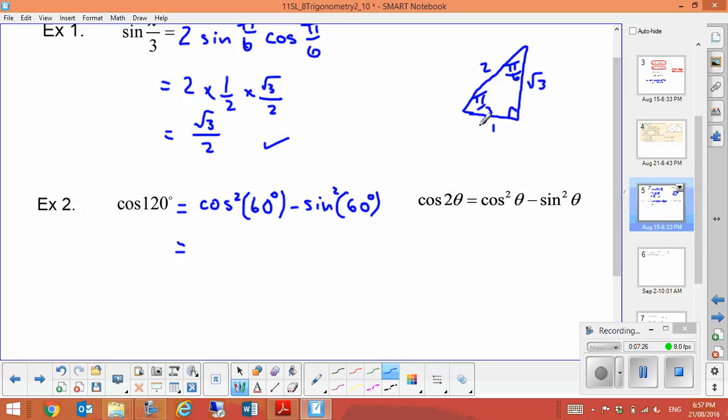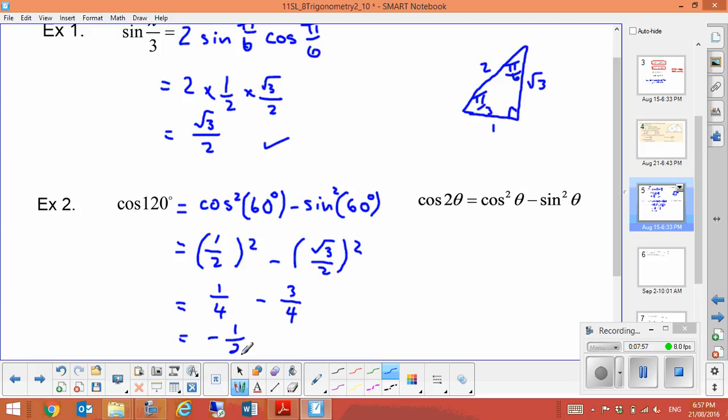Cos of 60 from our triangle is going to be 1 over 2. So we've got a half squared, minus sine of 60, which is root 3 over 2, squared. So we have half squared is a quarter, minus 3/4 gives us minus a half. Okay, is that correct? So let's think.